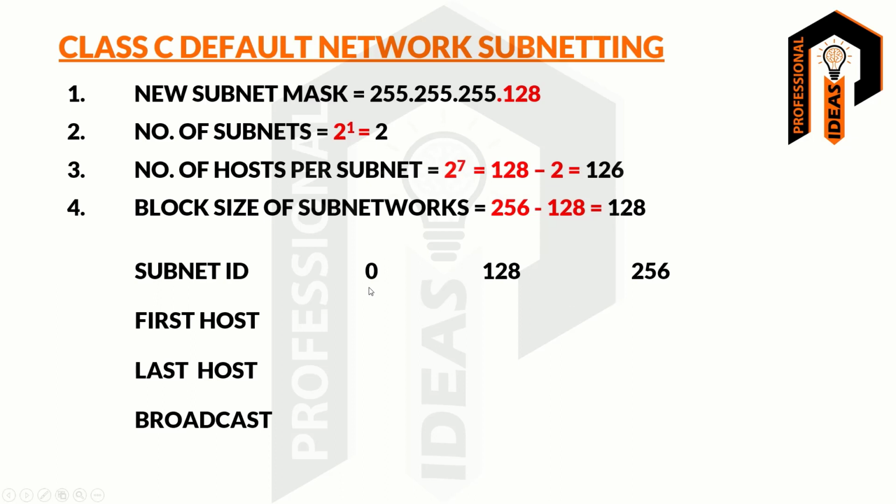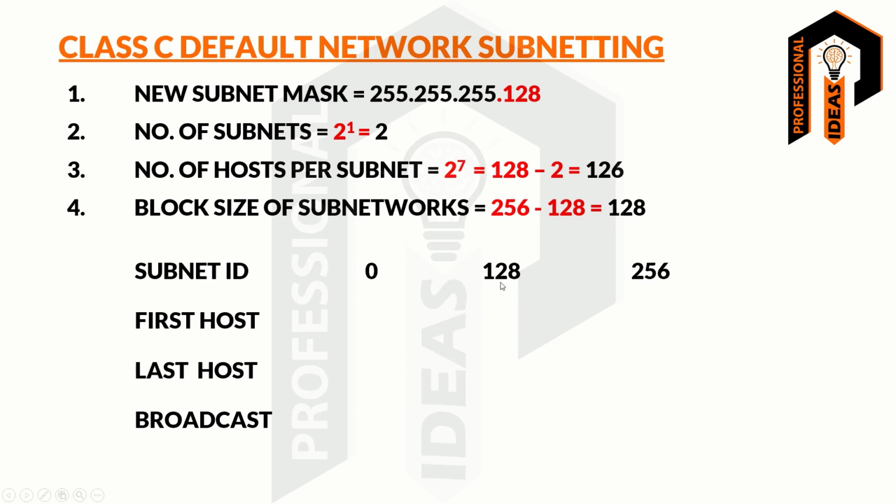As a result, we have got 2 subnetworks, 200.100.50.0/25 and 200.100.50.128/25. Now let's find the broadcast address of each subnetwork.